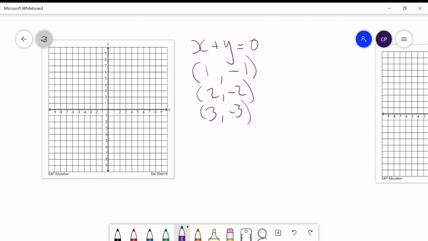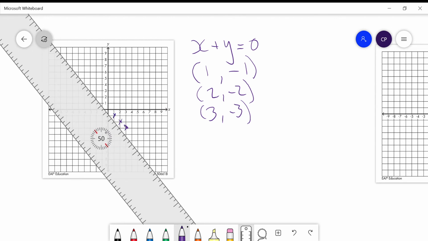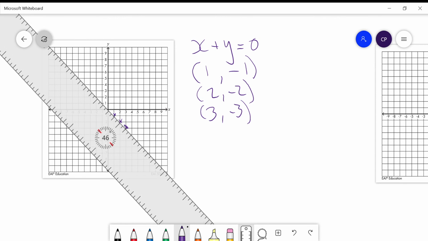So once I've got the pairs that add to make 0, I have 3 coordinates that I can plot. So I go across 1 down to negative 1, across 2 down to negative 2, across 3 down to negative 3. And I have my 3 coordinates, so I need my ruler. And then I can join them up. And there I have the straight line x plus y equals 0.